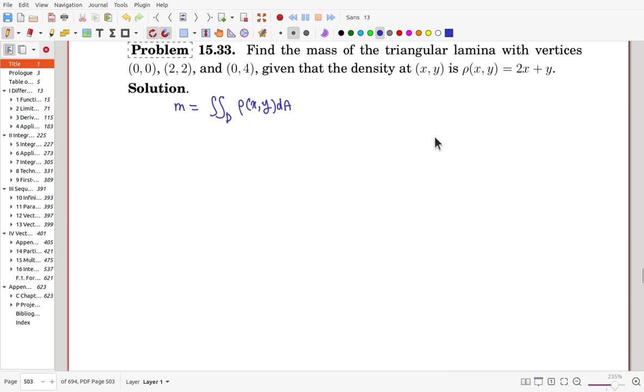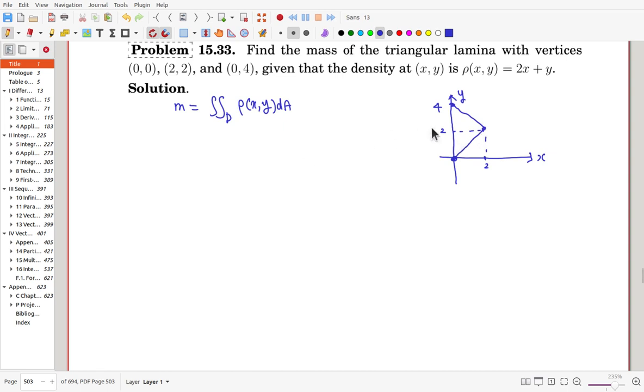Right? Okay, so let's try to visualize the triangular lamina. There's the x direction and the y direction. The first point is (0, 0), and the second point is (2, 2). That is 2 and that is 2. And the final point is (0, 4). That is 4. So we have 3 points. If we connect them, then that's the triangular lamina.